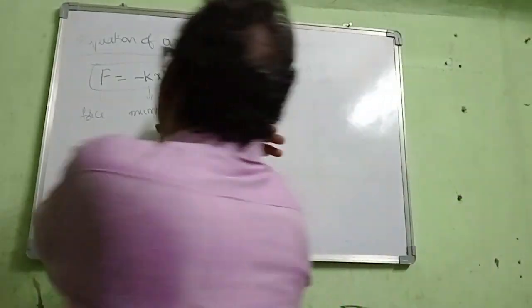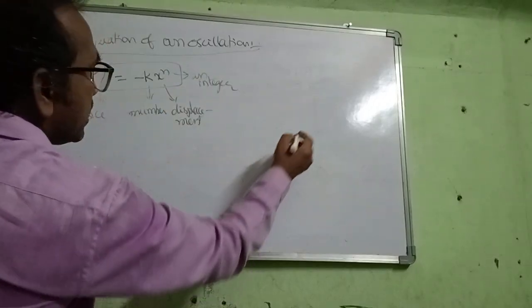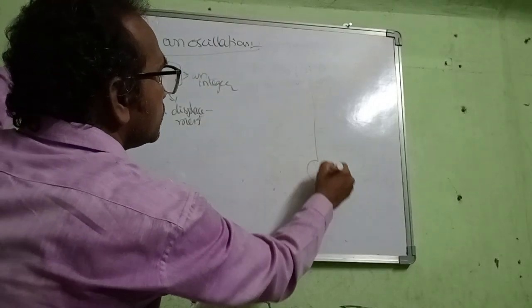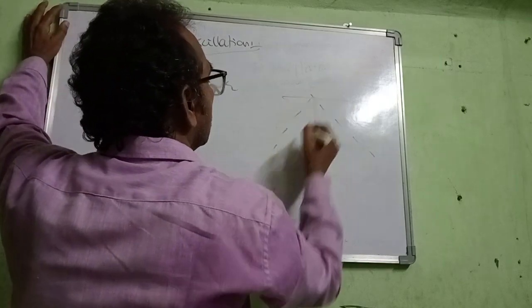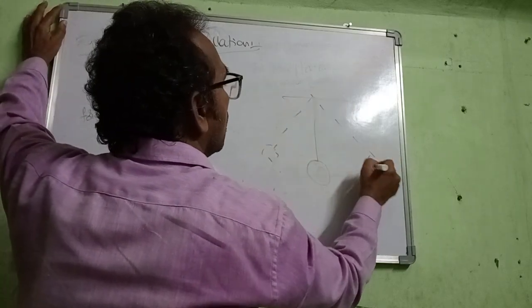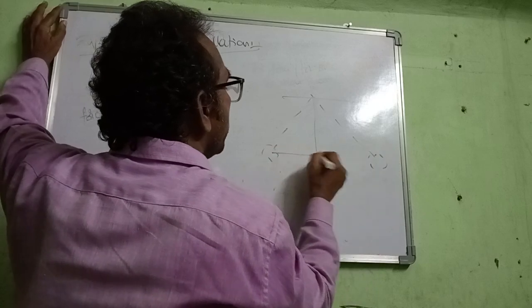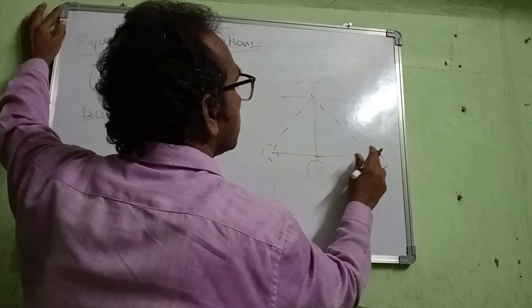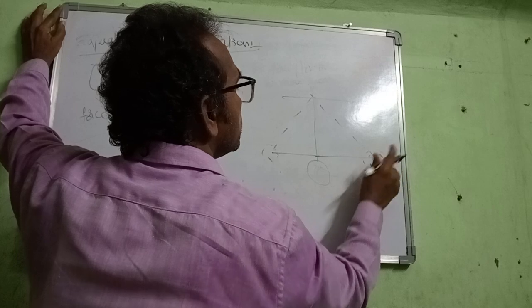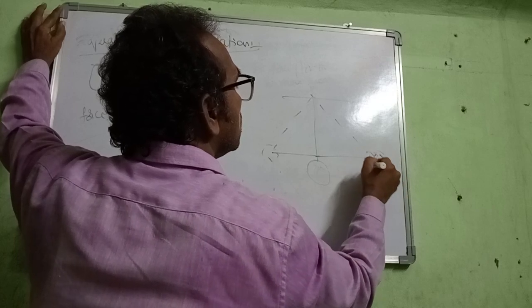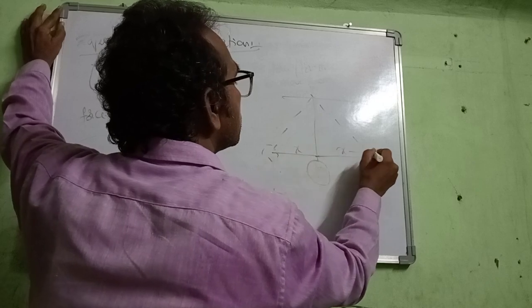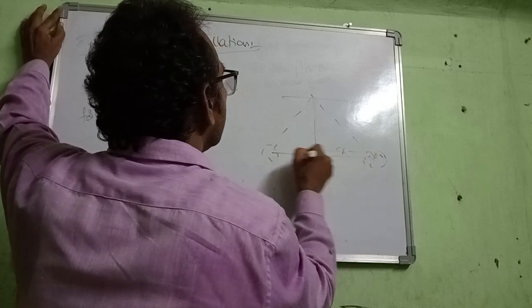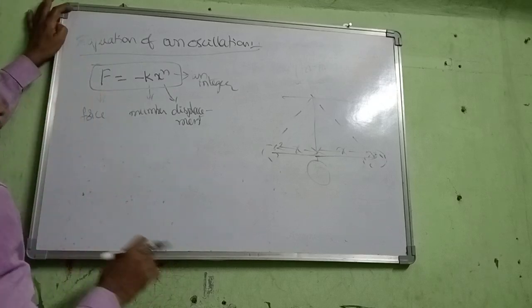Now what is happening? If you consider the displacement, this is the displacement. Okay, now this is called x, this is called x. From here to here, both are the same. Okay, now in the column.